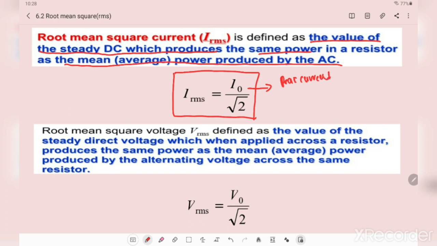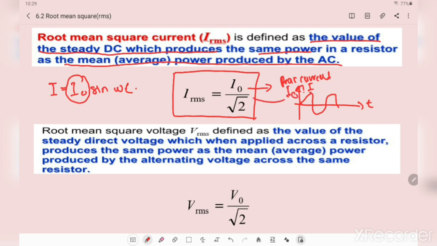You can get the value of the peak current from the I-T graph or from the equation I equal to I naught sine omega t. Then take the value and substitute it into the formula of the I RMS.